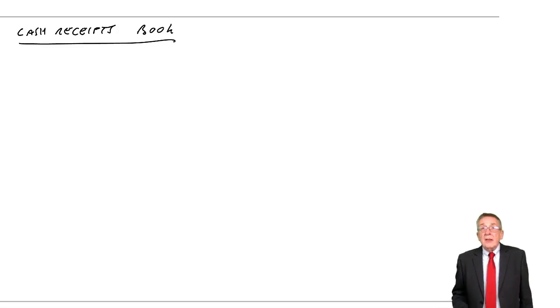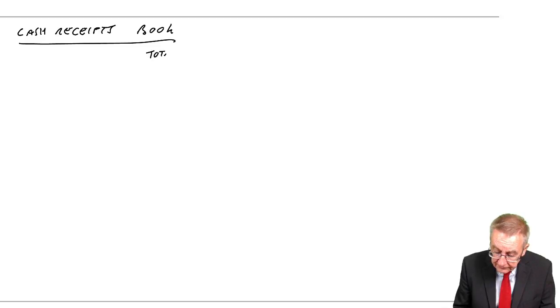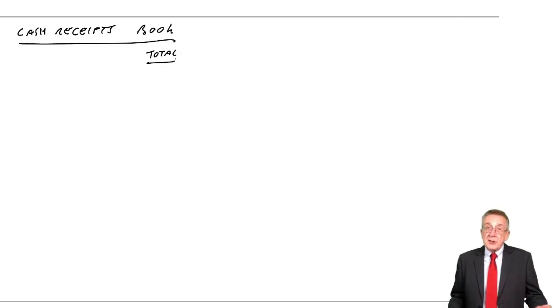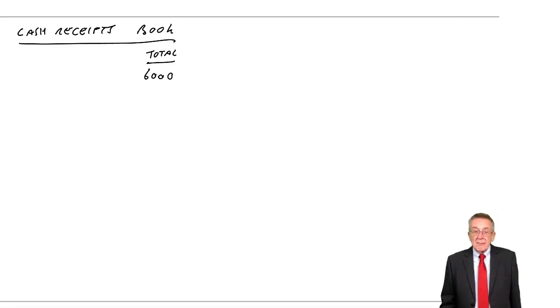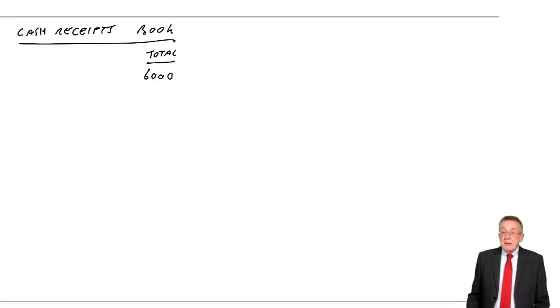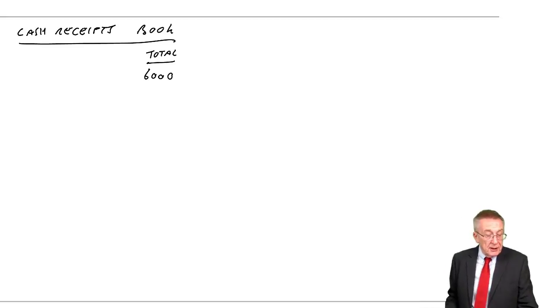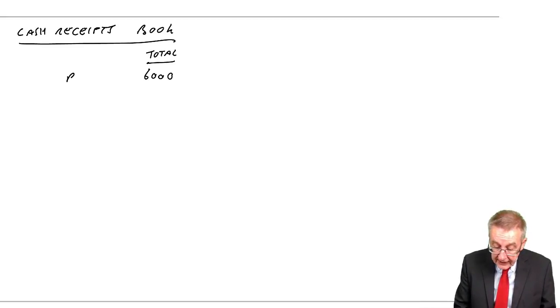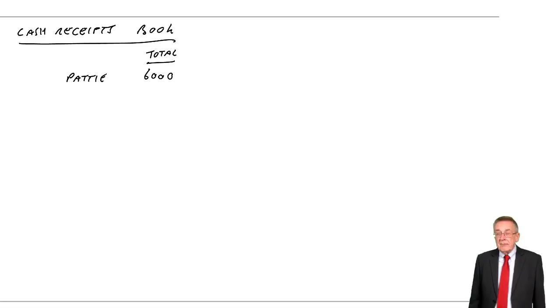But as you'll see, there are actually several columns in this book. We have a column which says total, and the cash we've received, £6,000. We write something against it. Remember, this is only a notebook. There's no debits, there's no credits. It's a note, and we write against it in real life whatever seems sensible. I don't know, it was Patty who paid in the money, I'll write Patty. And of course, every time we receive cash, it'll be listed in this book.